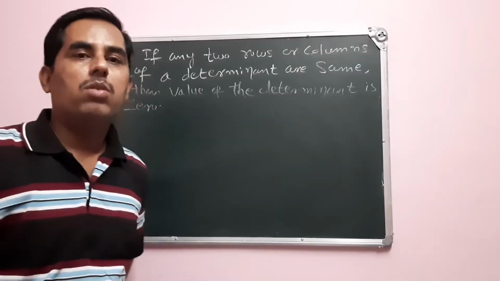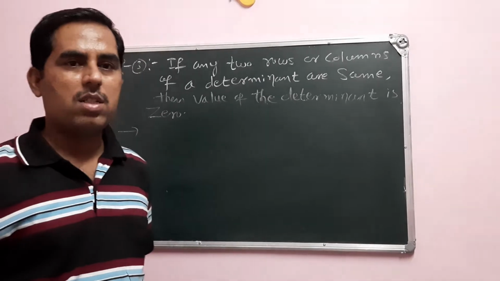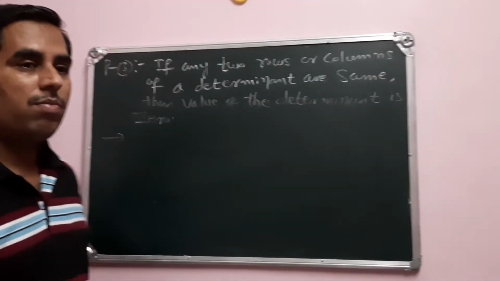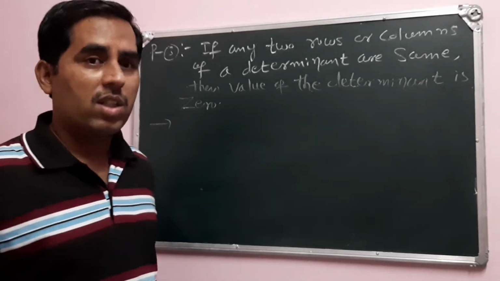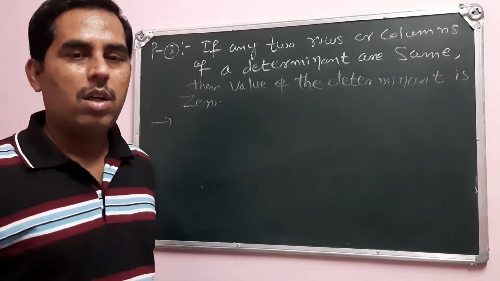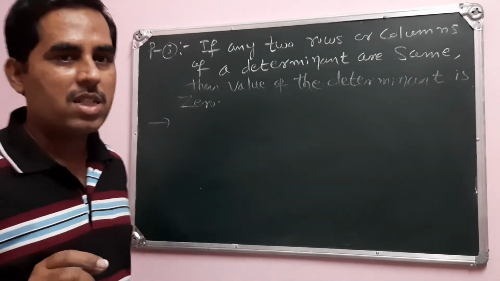Well, let us continue to consider some more properties. In the previous class we have proved two properties on determinants. Okay, so let us go for another property. It is a very simple and very important property. So what does the property say?